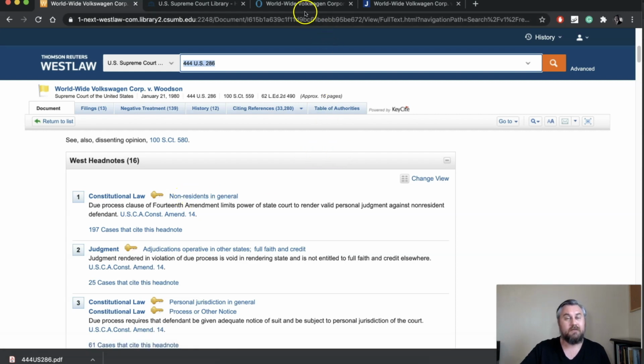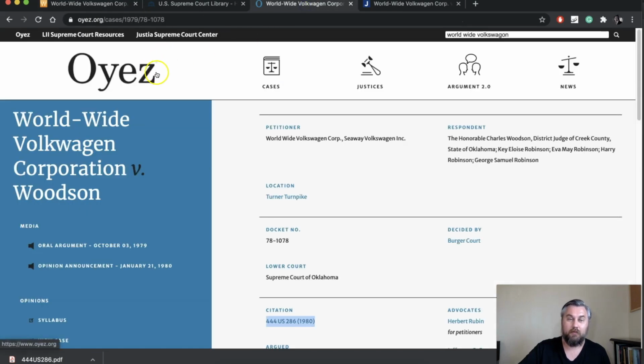Now, some free sources, some free places that you can go for this information, are a website called Oyez. There is a movement afoot ever since the internet age came to be, a movement to try to make case law much more accessible. Historically, it's been very expensive to be a good practicing lawyer, and Westlaw and Lexis have kind of had the market cornered on being able to access these materials.